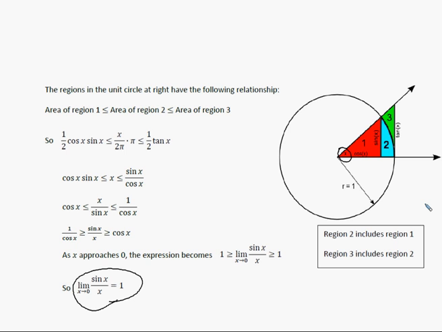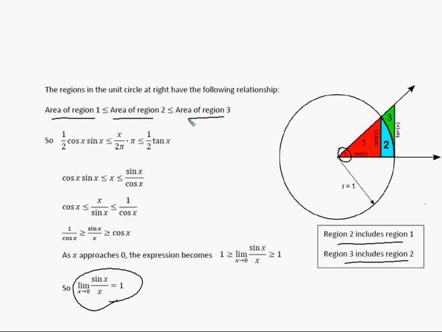Region 1 is red. Region 2 is the turquoise, but region 2, as it says down here, includes region 1. Okay, and region 3 includes region 2. Region 3 is the green plus all of region 2. Okay, what we want to see is a relationship, and it's right here: region 1 is the smallest, region 2 is the middle, and region 3 is the biggest.